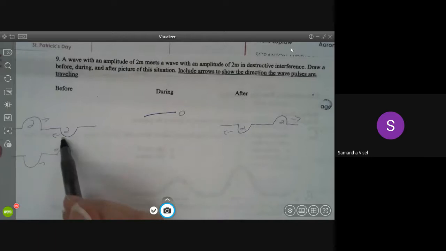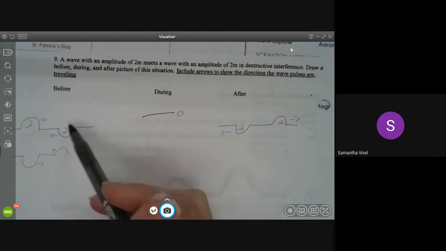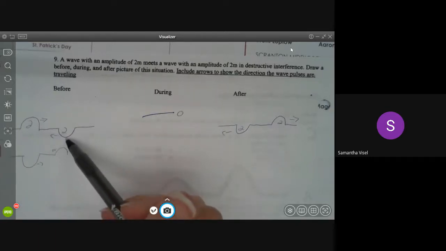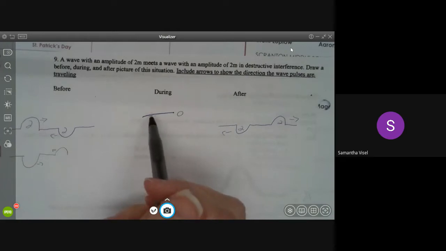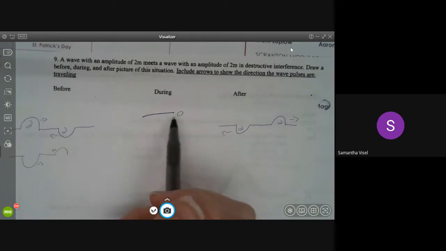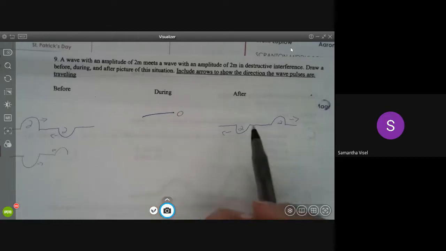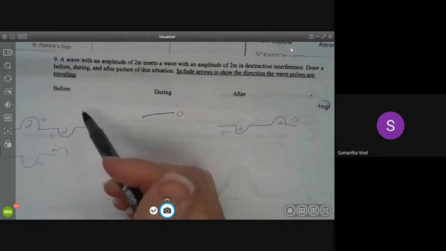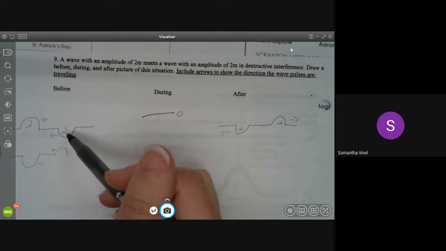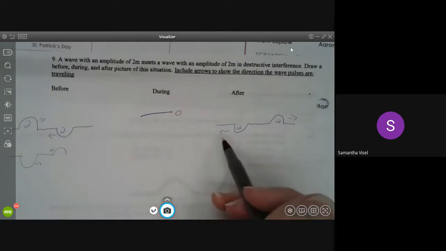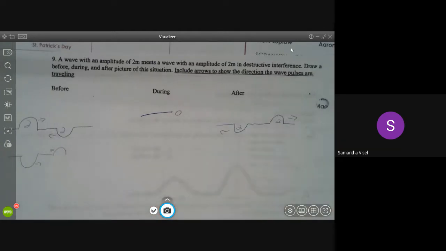But 2 and 2, when they meet up, since they're equal in size but opposite in direction, they're going to completely cancel out. So we'll have complete destructive interference in this case. They'll have a flat line when they meet. And then after, like before, whichever side you had moving to the left should continue to move to the left.